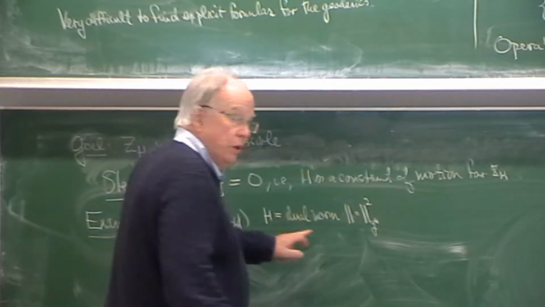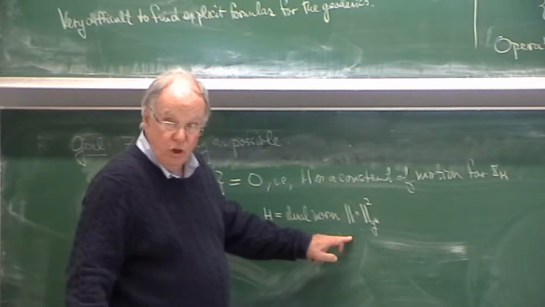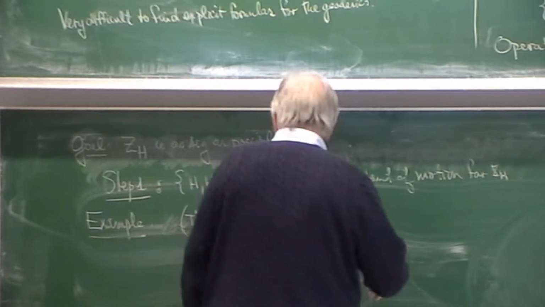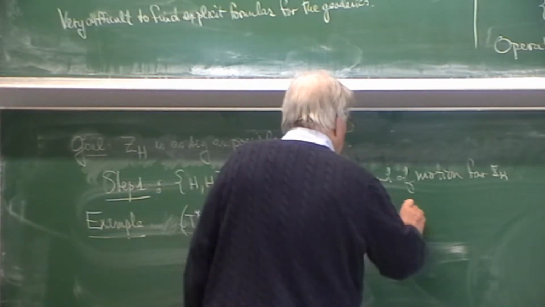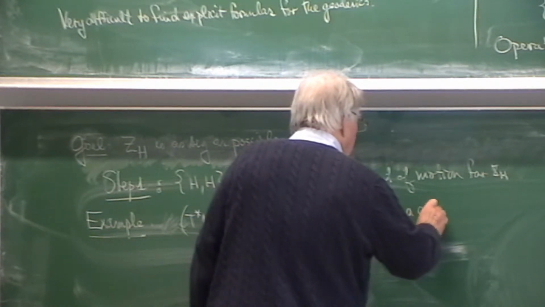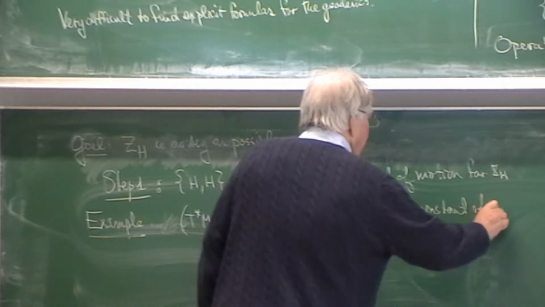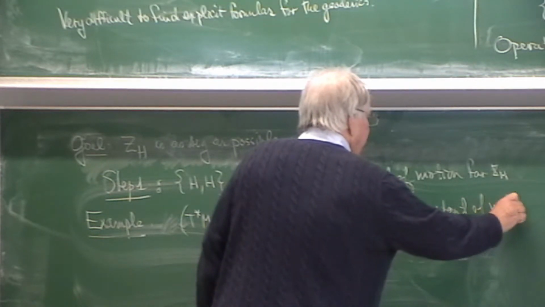This is the Hamiltonian. So it means that this thing is invariant. It is a constant of motion. Now you can prove this by computation, but this follows immediately.